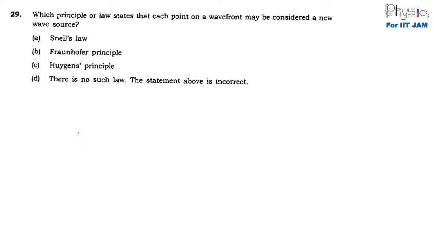Okay, Pooja? Okay, fine. Which one is our correct option for this question? Is it Snell's law, Fraunhofer's principle, Huygens principle, or there is no such law? Which is our correct answer for this question? Okay, Malaya and Shagoto gave their answers. It is option C, Huygens principle. Okay, let's see.